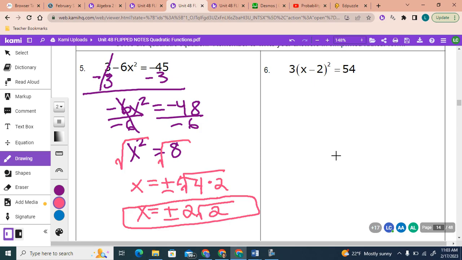Meet me on 6. 6 is one we have to think. Thinking is hard. It's Friday. But we can do it.